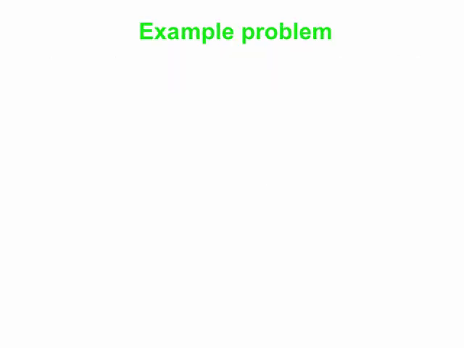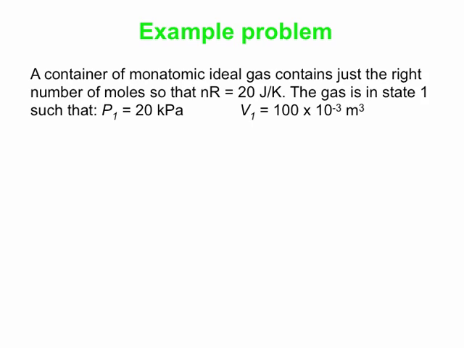Okay, so now we'll switch over to our example problem, and here it is. We have a container of monatomic ideal gas. We choose the number of moles so that N times R is a nice round number: N times R is 20 joules per Kelvin. We start with the gas in state 1, and the pressure in state 1 is 20 kilopascals. The volume in state 1 is 100 times 10 to the minus 3 cubic meters. That's also 100 liters.